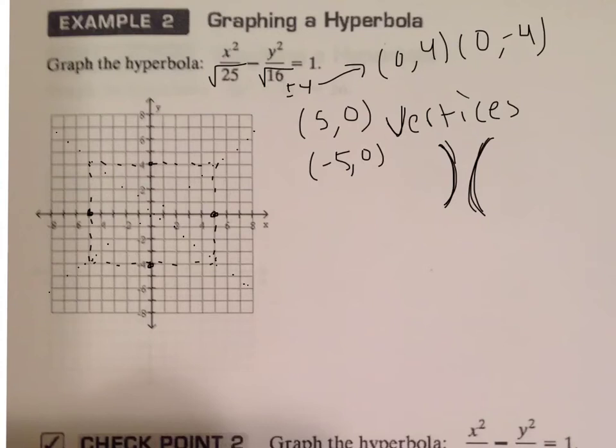Okay, there's our asymptotes. And now we know we've got a horizontal hyperbola, and it goes close to these asymptotes, so it's going to come down through here. It's going to hit that point and go through there, and it's going to keep going on, so we draw arrows. And the same thing on the other side. There's our graph for x squared divided by 25 minus y squared divided by 16 equals 1. Try it on your checkpoint, and when you're done, I'll give you the answer.